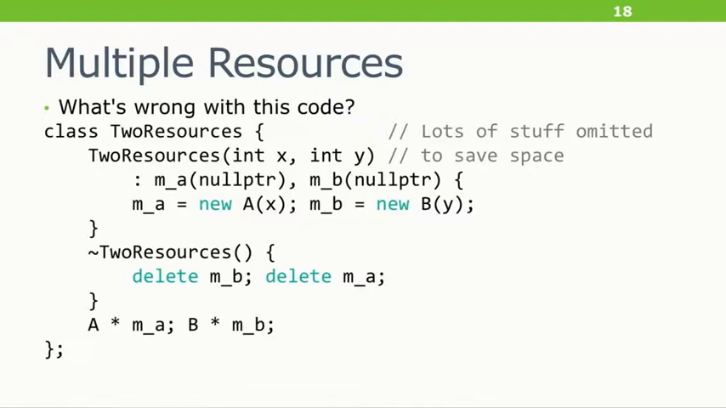So if I new up my A and that succeeds, and then I try to new up my B, and either I can't get memory or B's constructor decides to throw, then the destructor of TwoResources here will not be invoked. I just leak my A, despite my attempts to be good and manage it in a destructor, because I was trying to do too much work.